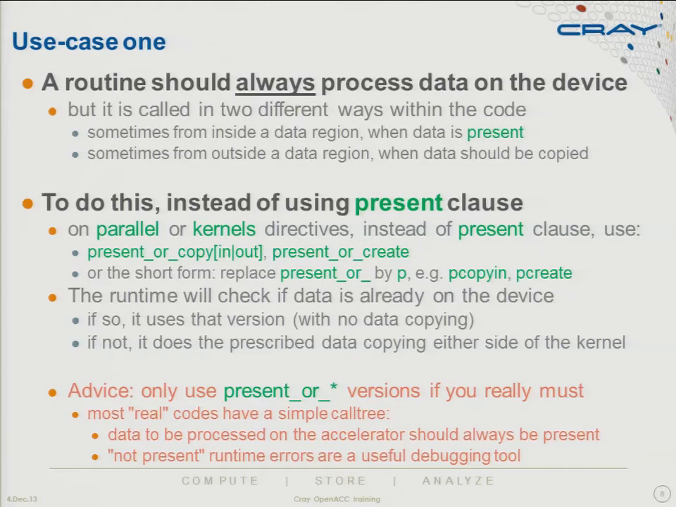As I say, for a lot of real codes, where you know that the call tree is such that all calls to this routine are within this data region, and you know the data must therefore always be present unless something disastrous has happened, it's better to use present because you get a runtime error rather than just a wrong answer when your code runs to completion.